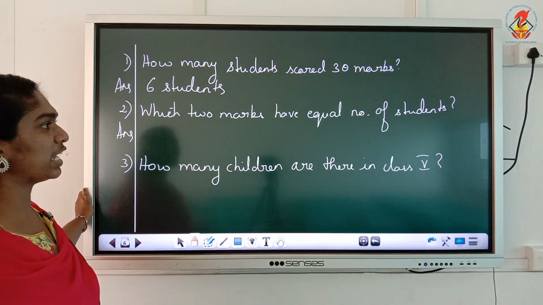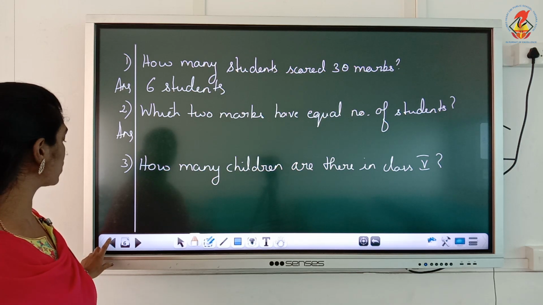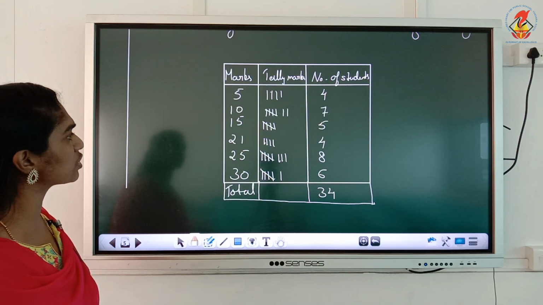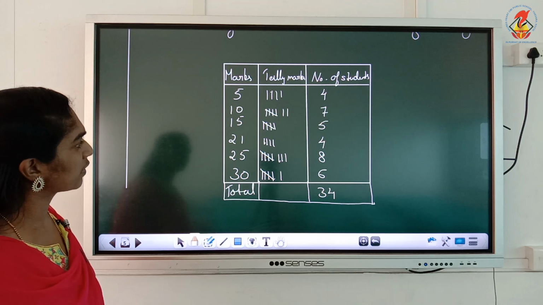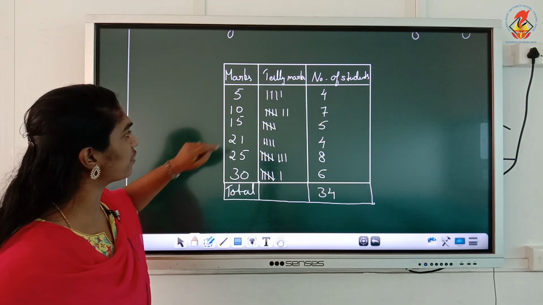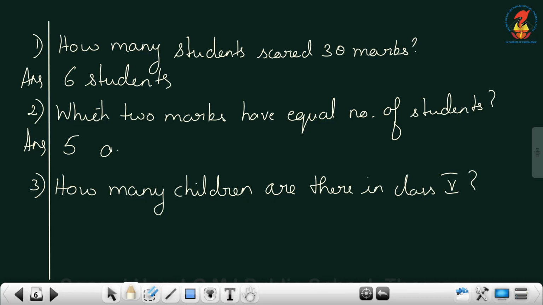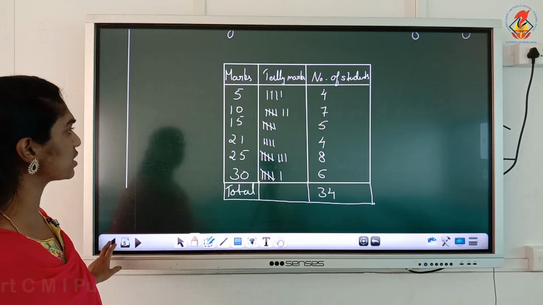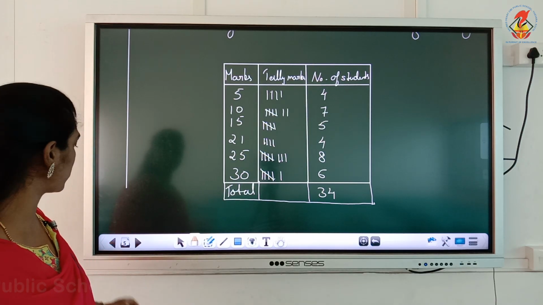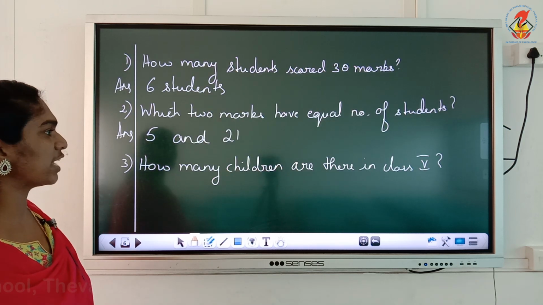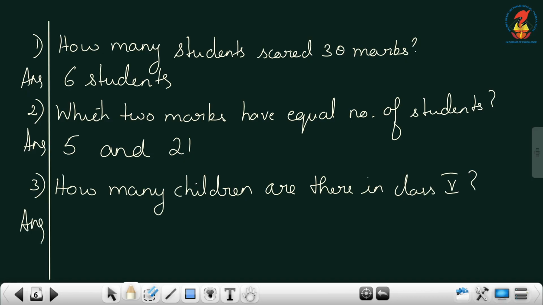Which 2 marks have equal number of students? Yes, 5 and 21 have an equal number of students. 5 and 21. Which 2 marks have equal number of students? That is 5 and 21. Then, how many children are there in class? That we have added and found out. What is the answer that we got? 34 students.